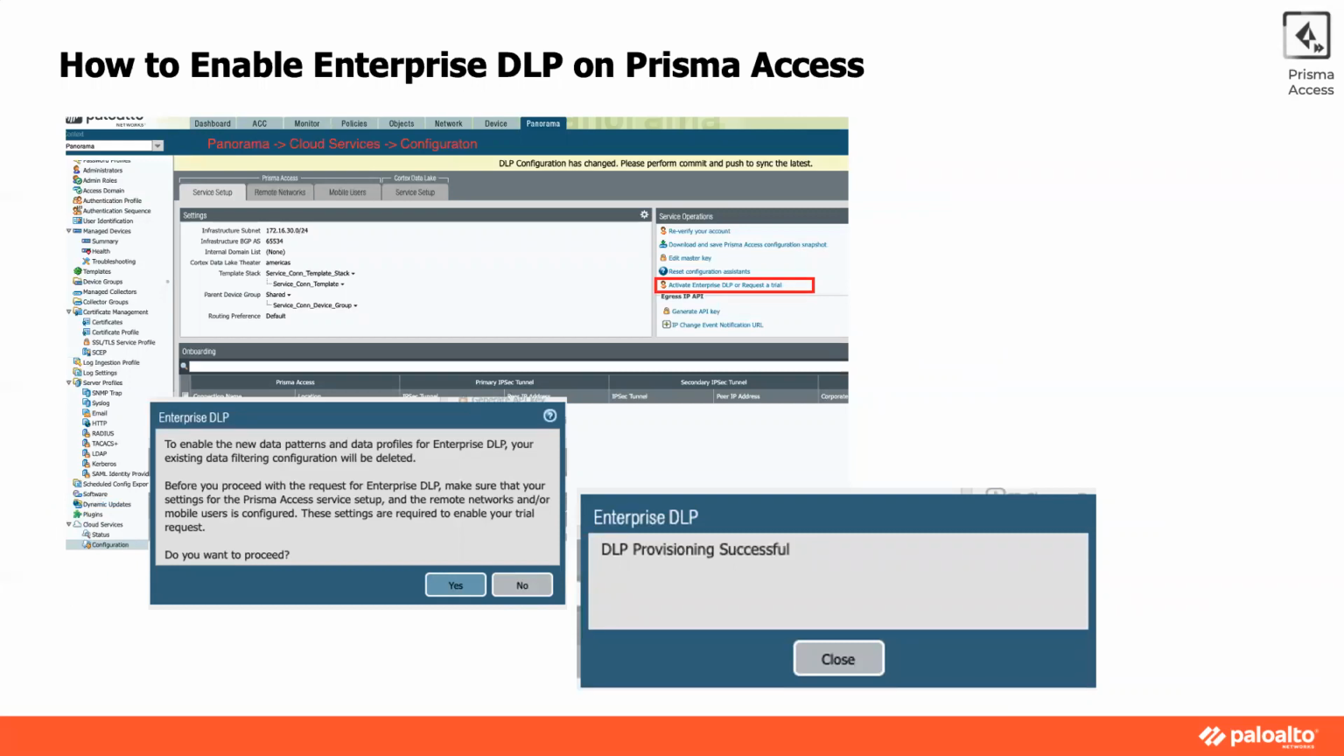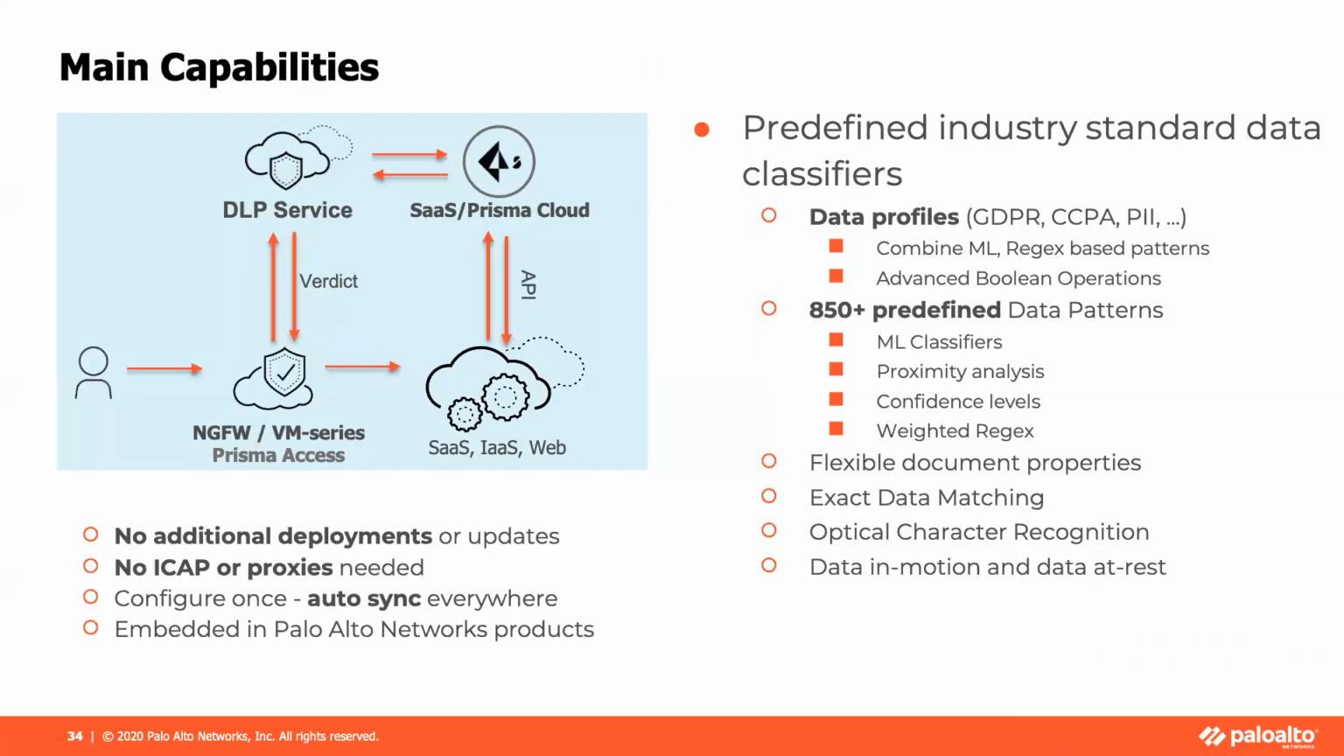If there's any sort of file upload and download protections and data filtering that you've already configured, Enterprise DLP is a replacement for that. So it's going to turn that stuff off and enable the DLP provisioning. Once we do that, then we can set that information up to the DLP service.